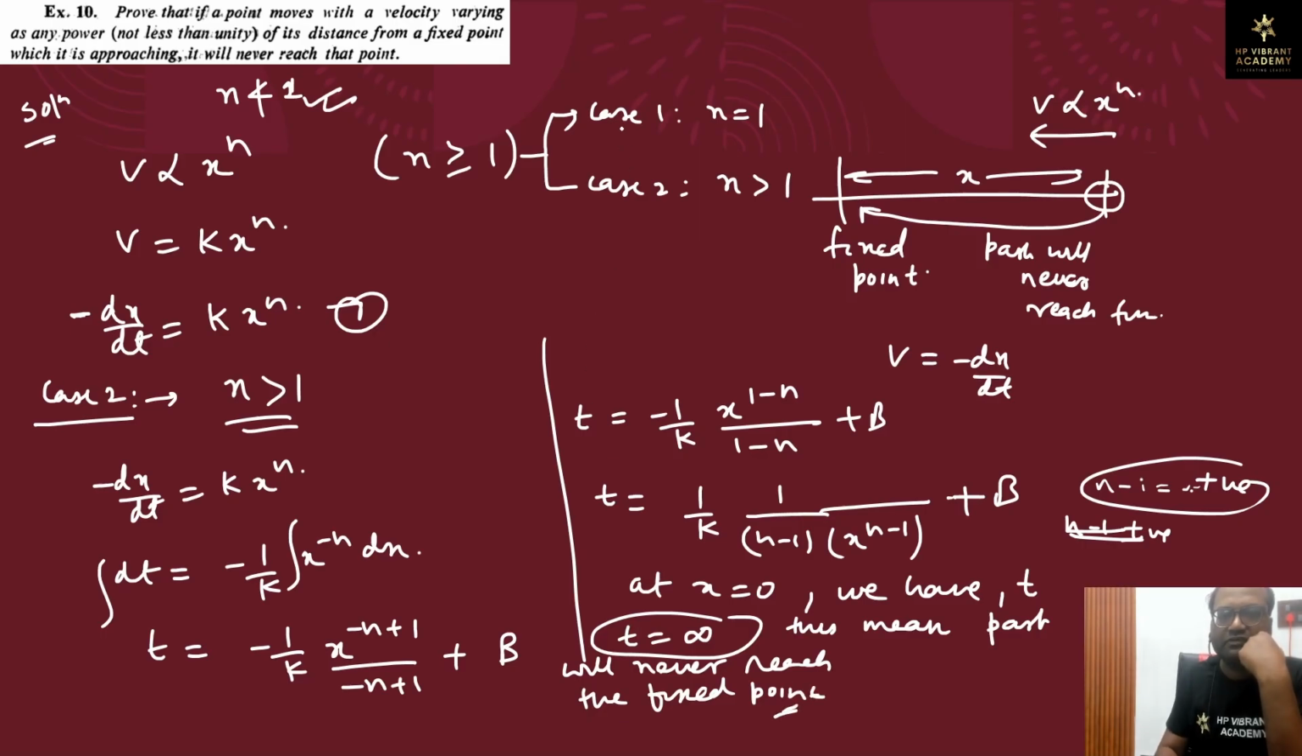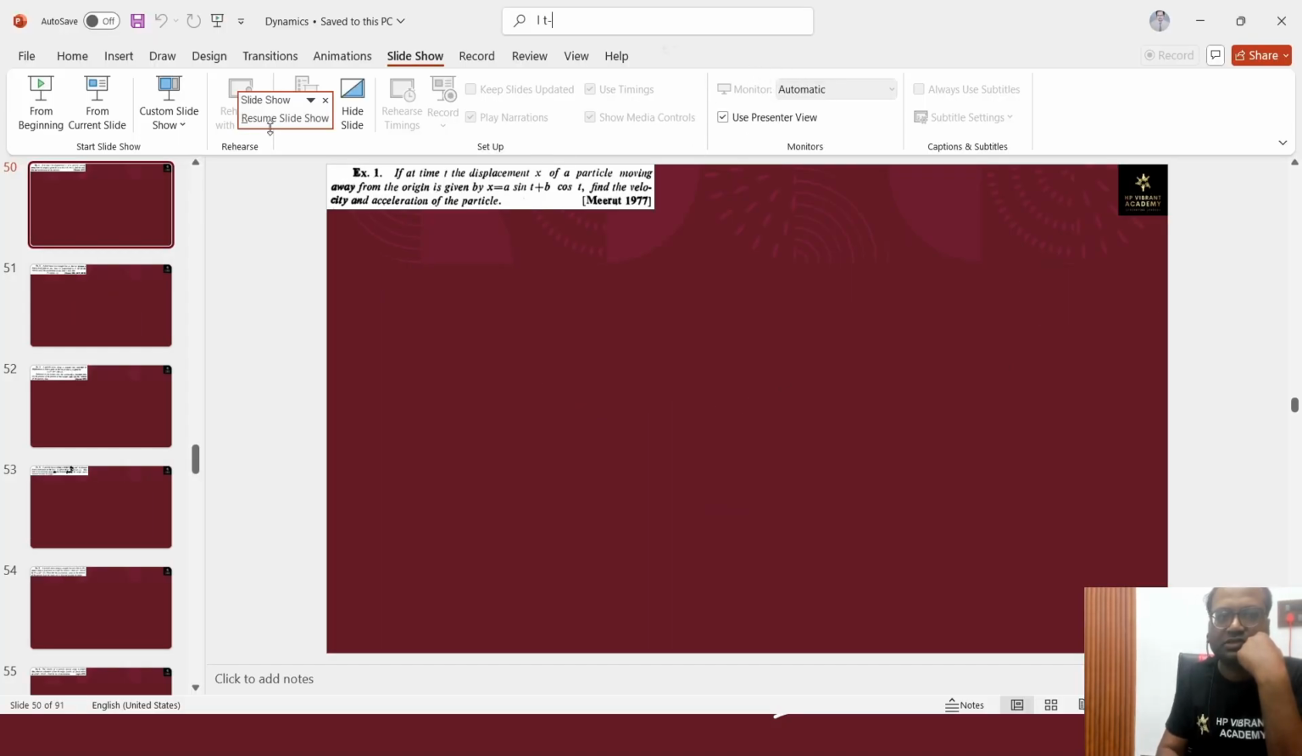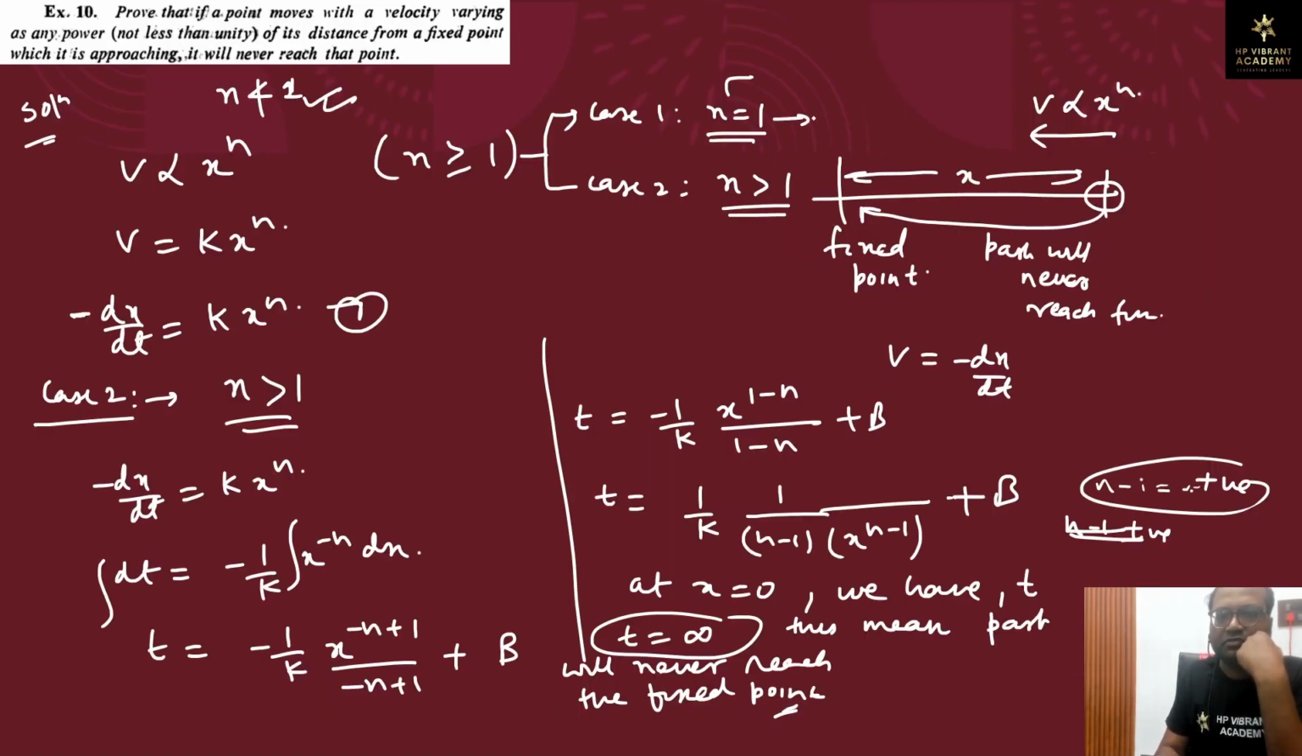Samajh mein aa raha hai? So we have taken two cases: n is equal to 1 and n is greater than 1. In both the cases, t is coming as infinity. In the second case also, t is equal to infinity. So it is taking infinite time to reach the fixed point. This implies that this particle will never reach the fixed point.